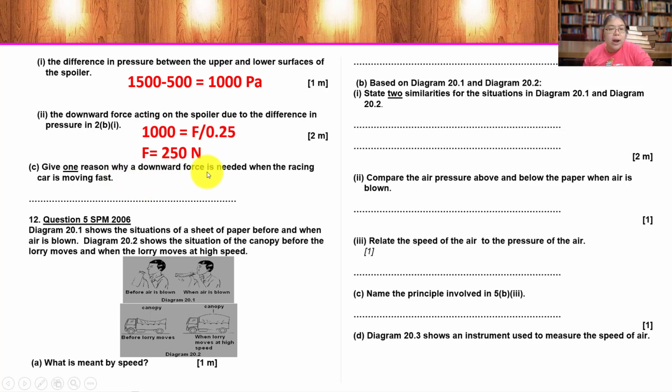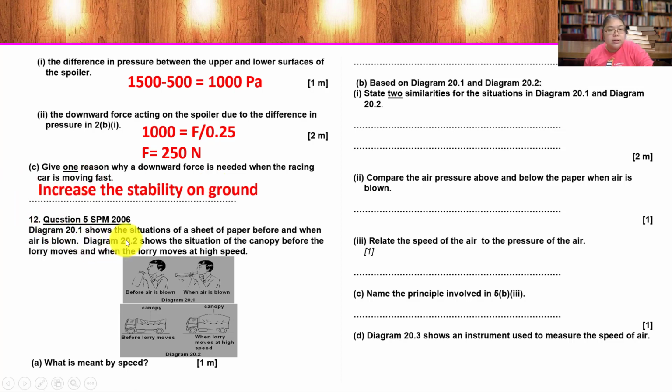Give one reason why downward force is needed for the racing car. Okay, downward force because you want to make the whole car more stable on the road, not lift up. So the function is to increase the stability of the car on the ground. This one is different from the aeroplane. The aeroplane wants to lift up, so the aerofoil shape is curved upward. This one wants to be more stable on the ground, so you need to reverse the aerofoil shape.